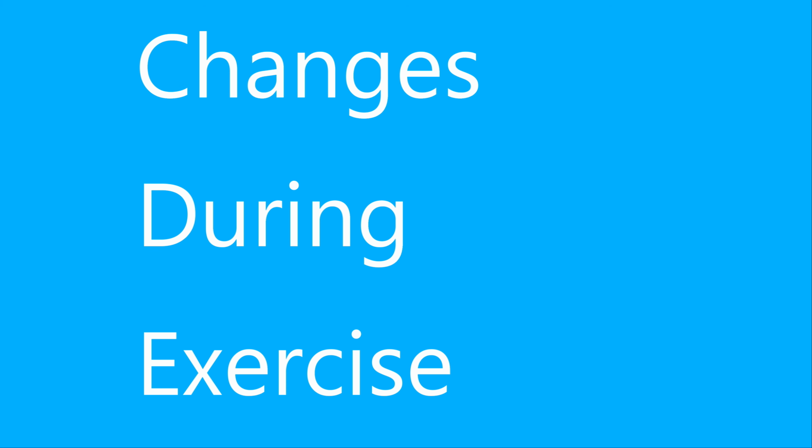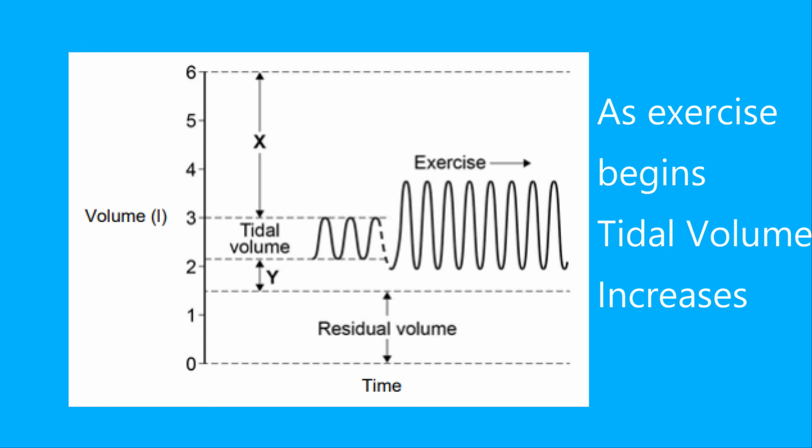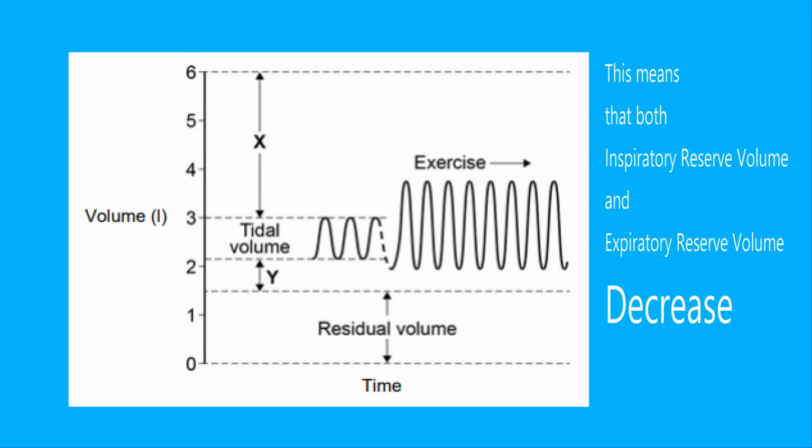Now, what we need to understand next is that there's going to be some changes during exercise. So each of the spirometry traces will alter during exercise. So I'm going to show you an exam question here that is going to show you how you need to use these. So as you can see, tidal volume remains fairly constant until exercise begins. And then as exercise begins, tidal volume increases. You'll see there that the lines get closer together, but more importantly, they get taller. That's showing that each breath in and each breath out has a larger volume.